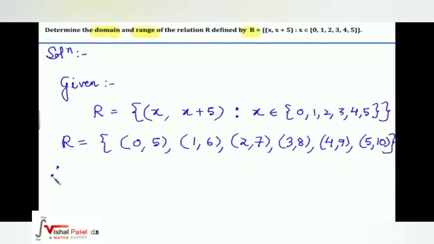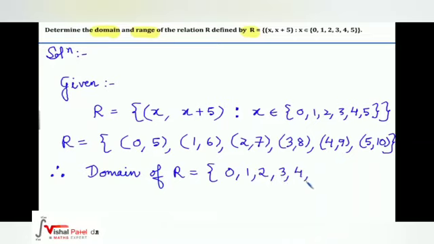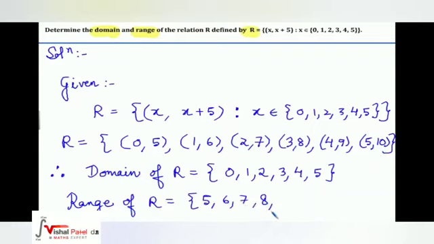Right? Some intelligent student asked me a question: sir, X belongs to 0 to 5, then why do we take 5, 6, 7, 8, 9, 10 in the second element? First of all, the domain of R is the first element, 0, 1, 2, 3, 4, 5, and the range is the second element of the relation, that is 5, 6, 7, 8, 9 and 10. So range of R is equal to 5, 6, 7, 8, 9 and 10.